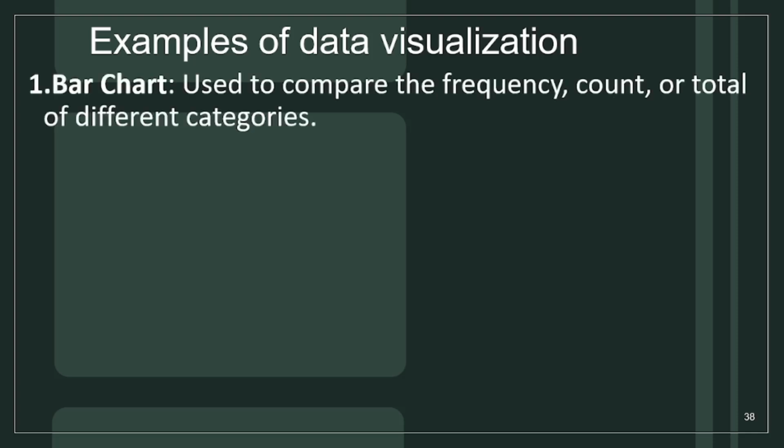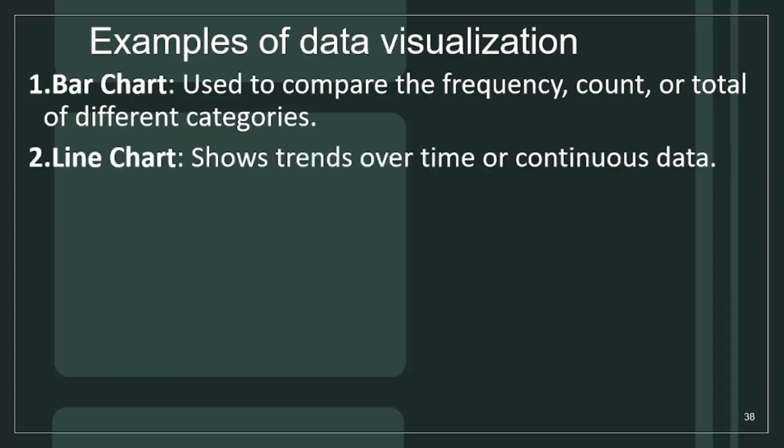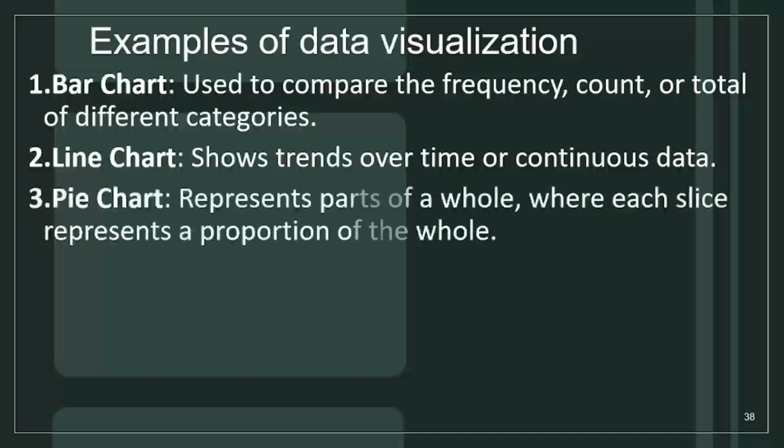So the first one is the bar chart. It consists of bars. The height of the bar determines the quantity: the higher the bar, the higher the quantity of a particular variable. Then we have the line chart. Line chart is very much used in finance especially. So we have pie charts.